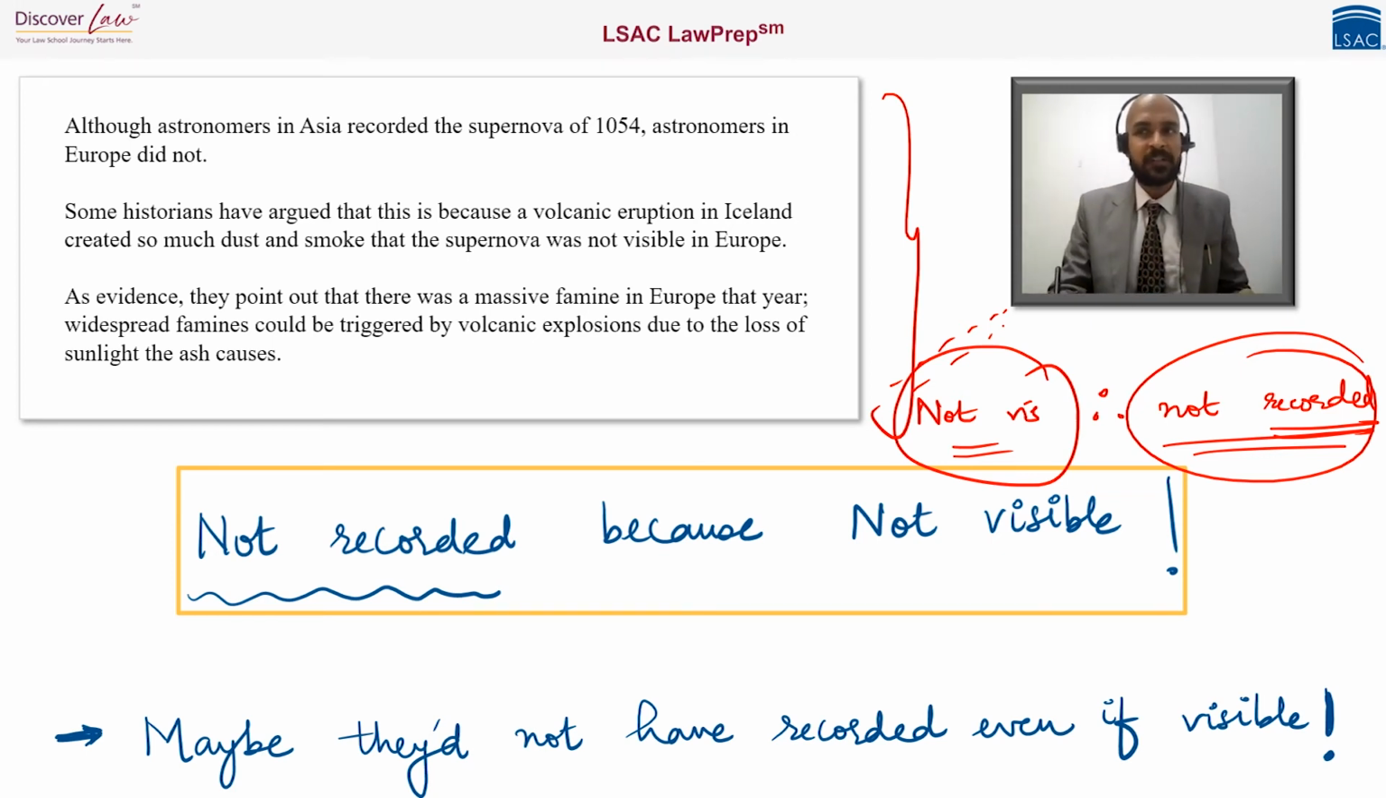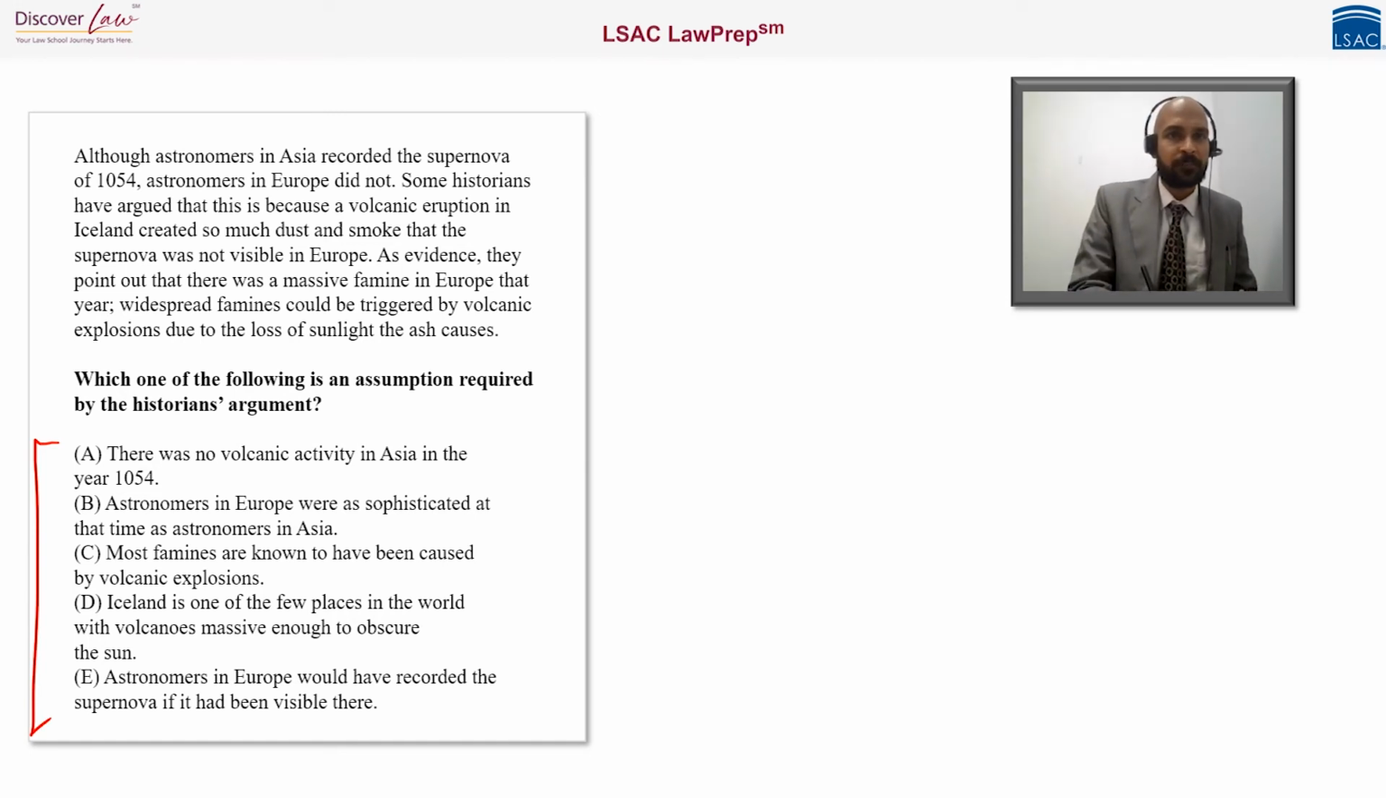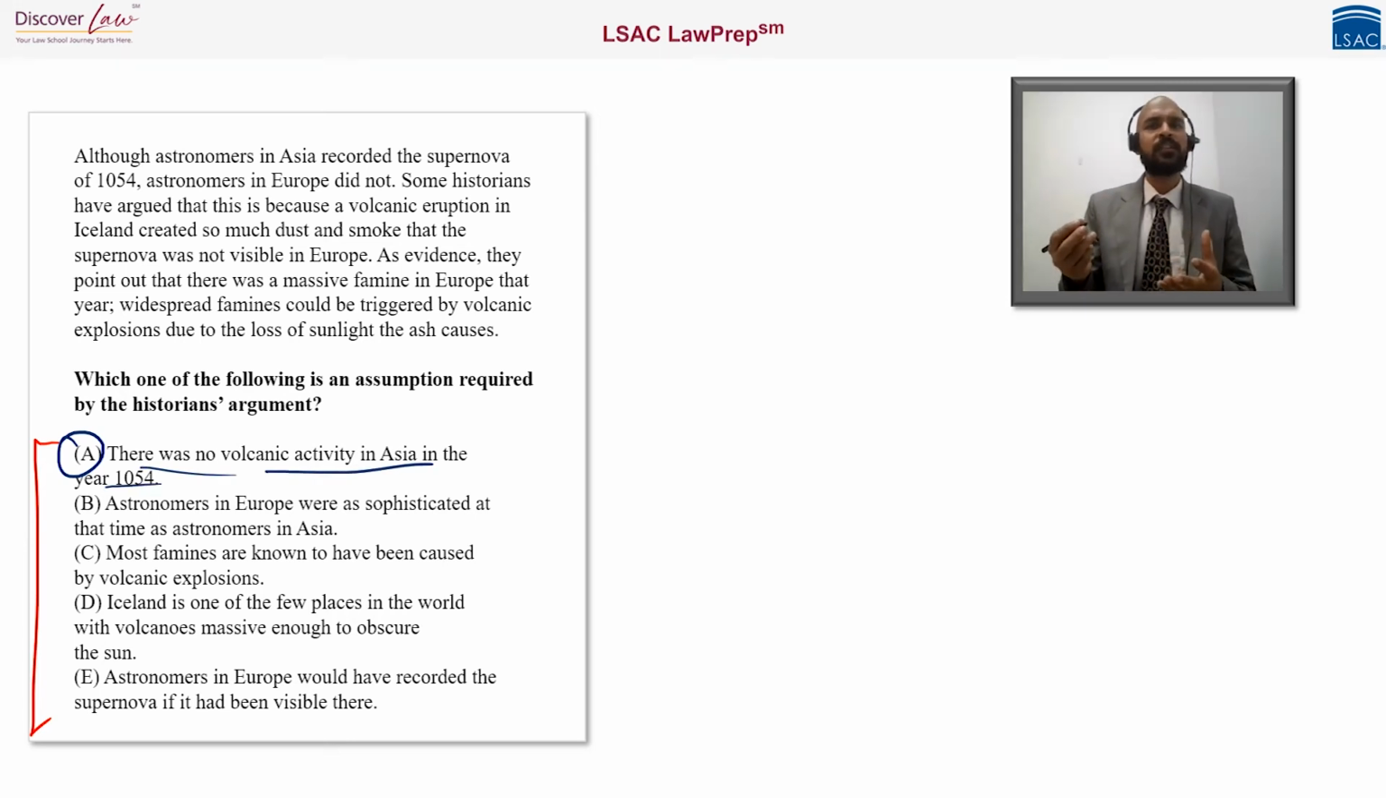Let's see if we find something on those lines in the options. When you know what you're looking for, these options will not make you go astray. Let me show you. Look at option A. Does it tell us anything that we need? There was no volcanic activity in Asia. Hey, that's not what we're looking for. We're looking to see the connection between visibility or lack of visibility and recording. Doesn't help. Astronomers in Europe were sophisticated, not required. No, doesn't help.